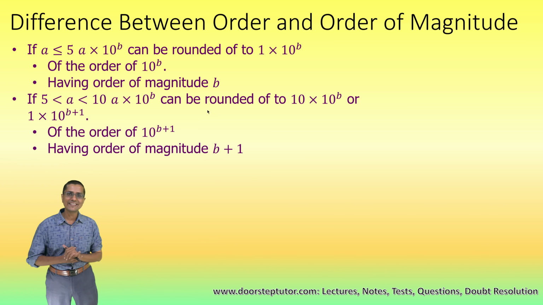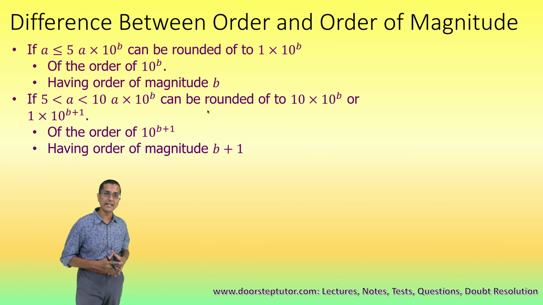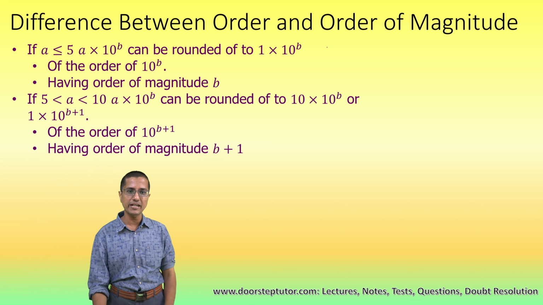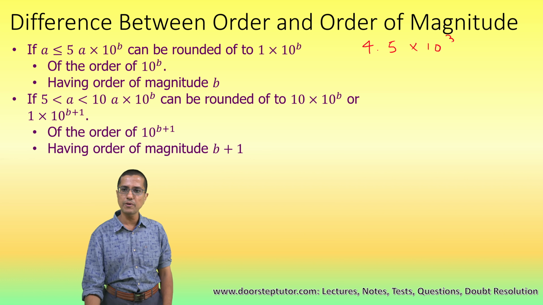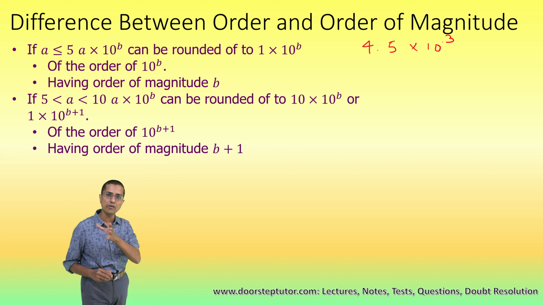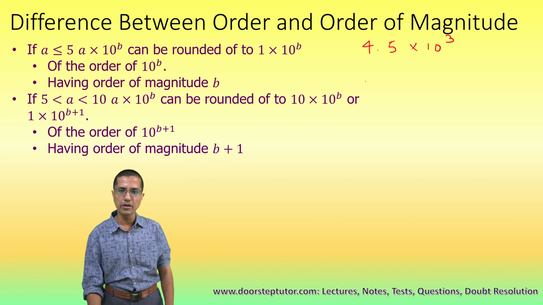Let's quickly understand the difference between order and order of magnitude, because students sometimes get confused here. So we already know what scientific notation means. Let's say that we have a number of the form 4.5 into 10 raised to power 3. To determine the order and order of magnitude, first we round off this number.